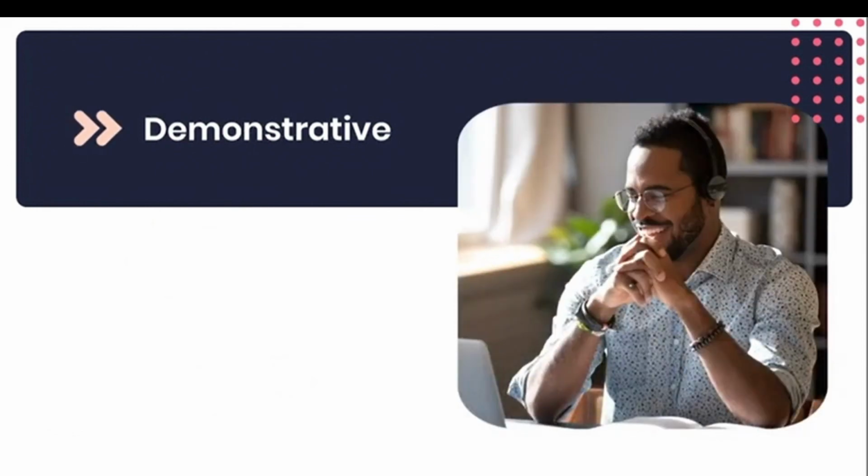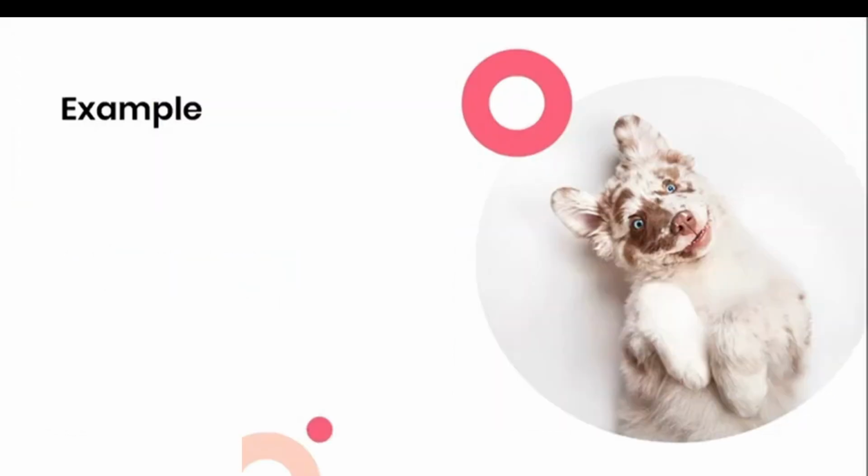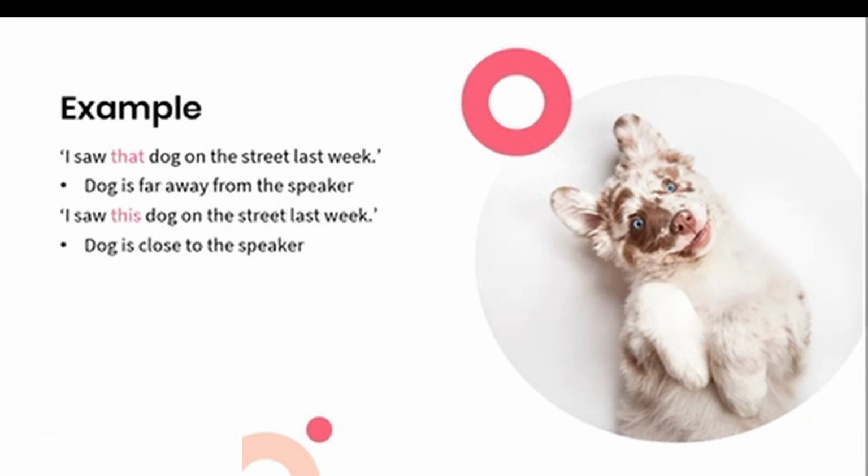The next type of determiner is a demonstrative. Demonstratives show where something is in relation to the speaker or the writer. For example, I saw that dog on the street last week. The demonstrative that shows that the dog is far away from the speaker. Next we have, I saw this dog on the street last week. The demonstrative this shows that the dog is close to the speaker.